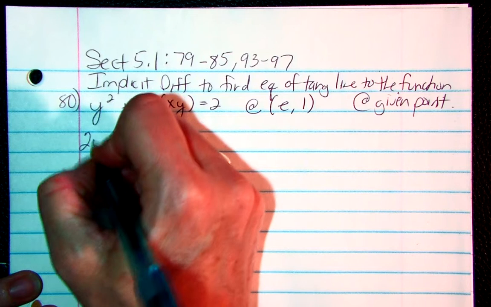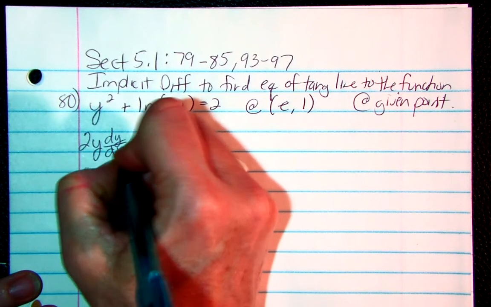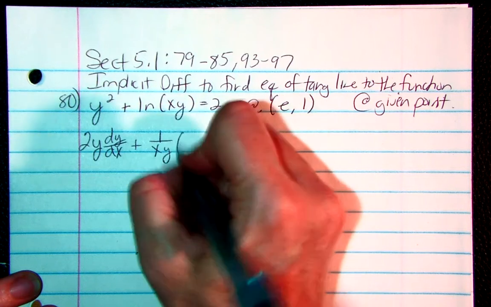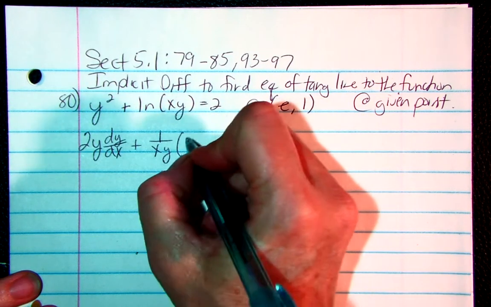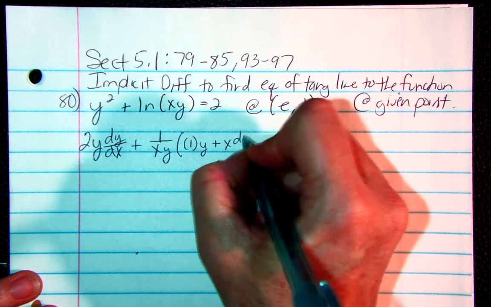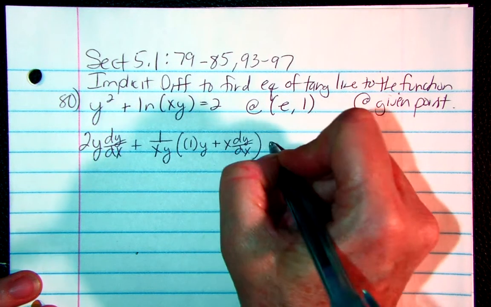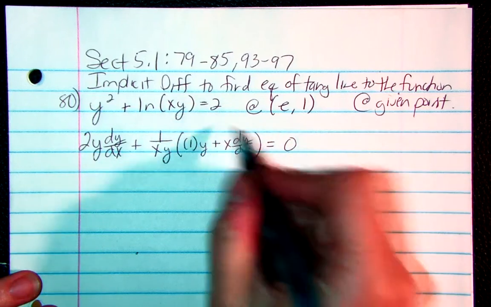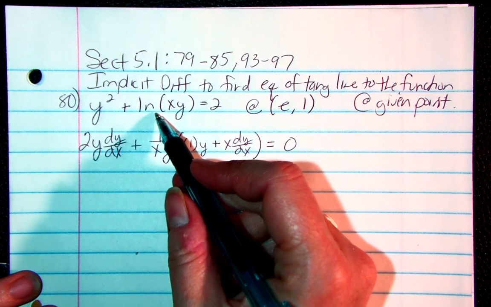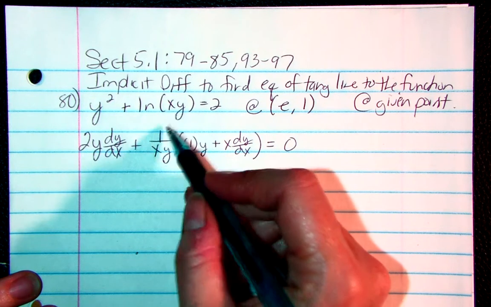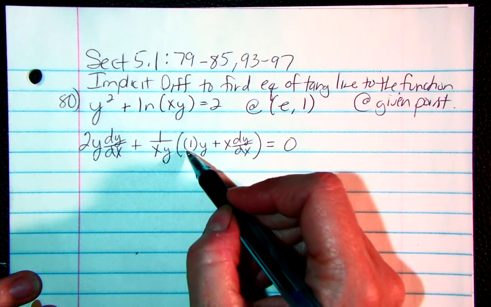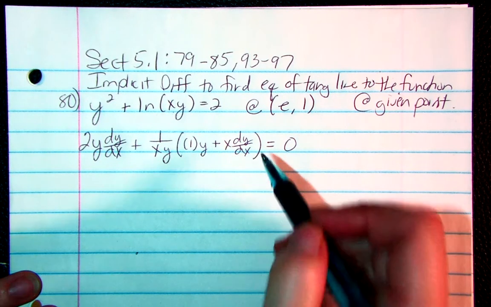So that's 2y dy/dx plus 1 over x times y, chain rule, times 1 times y plus x dy/dx, equals 0. So again, the differentiation of natural log is 1 over that, but now we have to take the chain rule, which means now I'm going to take the derivative of this, and so that is your product rule.